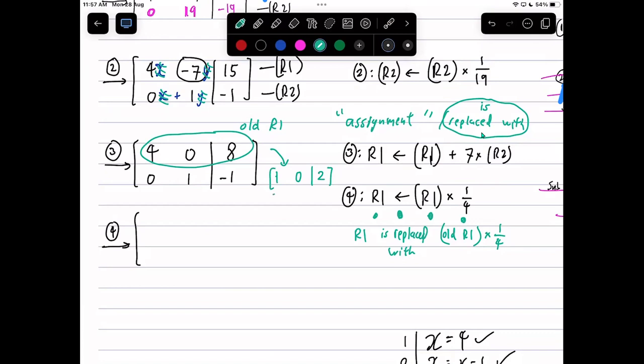And then we're going to take this new row and replace row 1 with it. So you end up with 1, 0, 2. And then you copy down the old row like this. How do you interpret this? What this means is essentially 1x plus 0y equals 2, 0x plus 1y equals -1. Therefore, x equals 2, y equals -1.